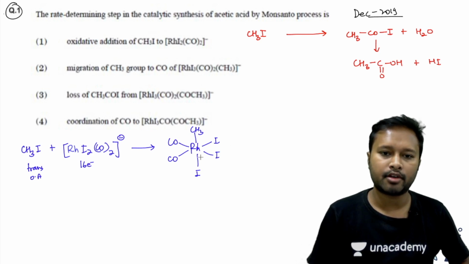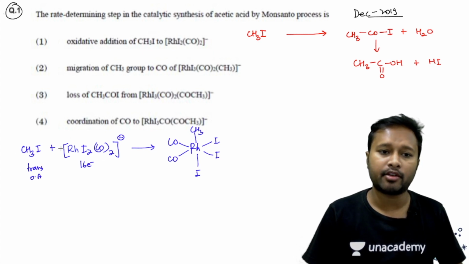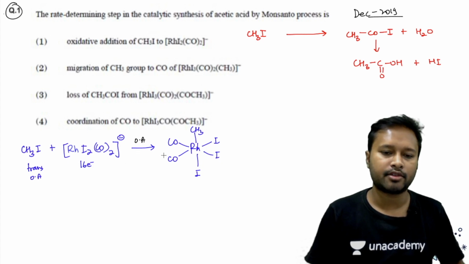Okay, so that's what we have got. Now once you have got this particular species, this is the first step which we have. The attack of methyl iodide on this particular catalyst is the first step, and this is oxidative addition, and that too a trans oxidative addition.